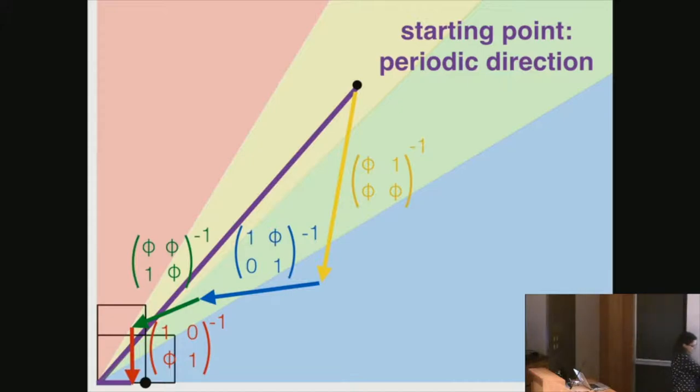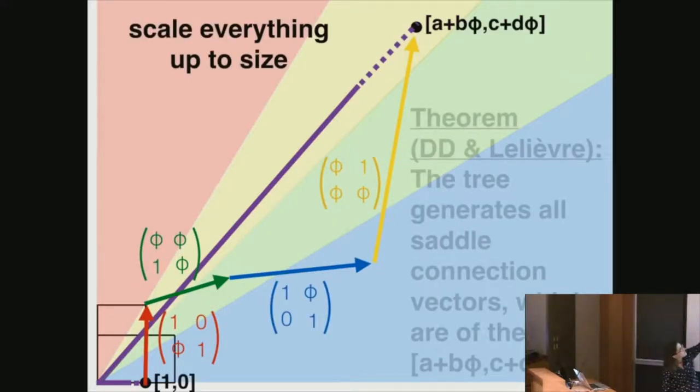And so here now, we are too small. We want it to be at 1, 0, but we're too small. So we're going to scale everything up. And then we get our good point. So last time we wanted a point that was like an integer comma an integer, and now it turns out we're going to get something of the form a plus b times the golden ratio comma c plus d times the golden ratio.